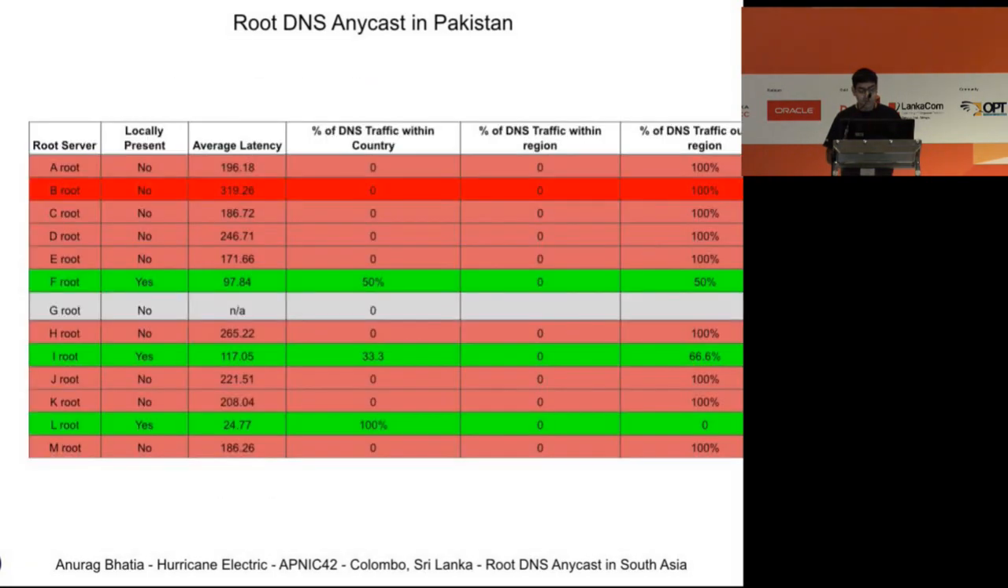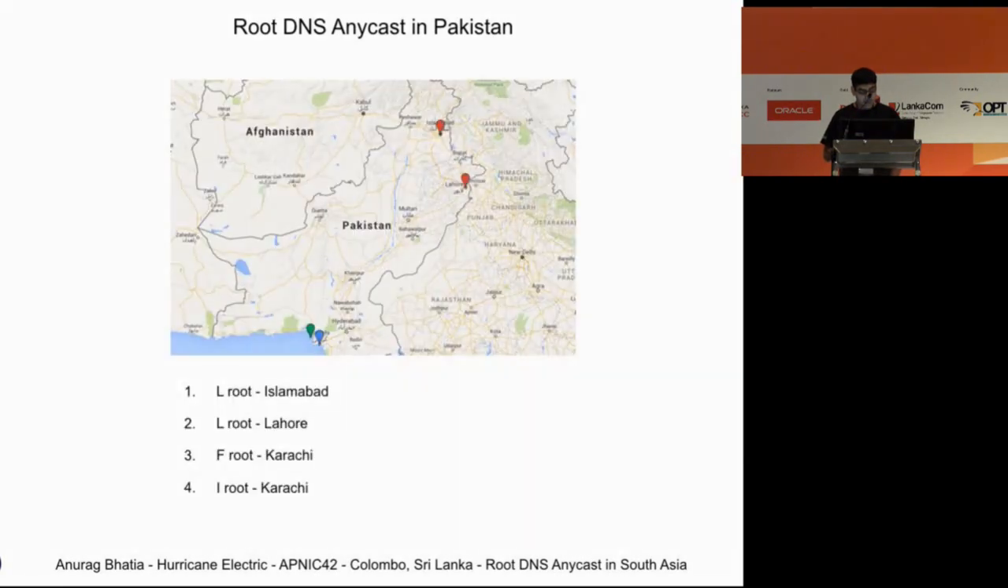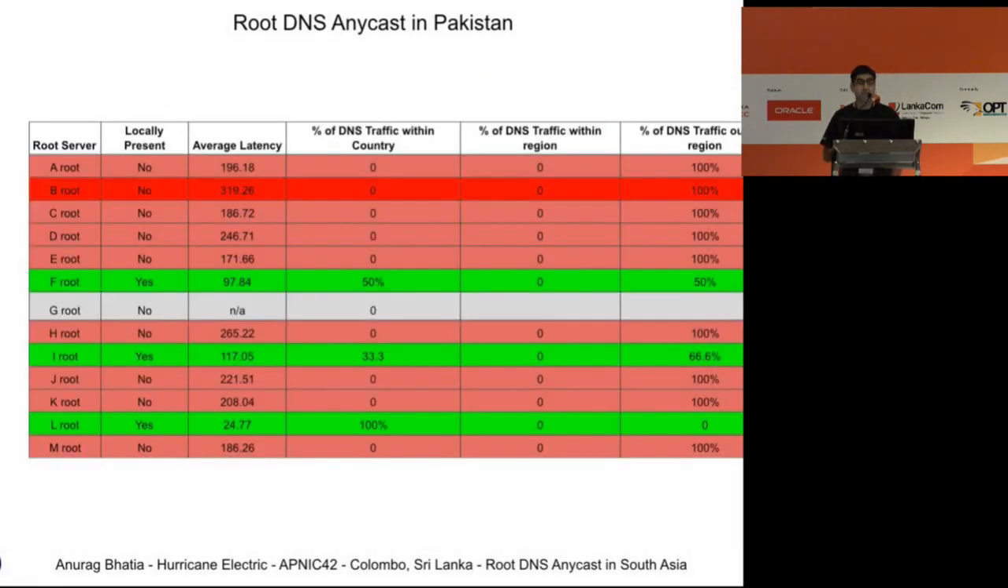Out of the 3 root servers present in Pakistan, latency is much better for F-root, I-root, and L-root. But still, a considerable amount of data hits outside. Even when F-root happens to be present locally in Karachi, still around 50% of data was going out of region. And not just out of country, it was going completely outwards towards the US or Europe. And this shows anycast does fail at times. Similarly for I-root, only 33% of the probes were hitting the I-root. The rest were just going outwards.